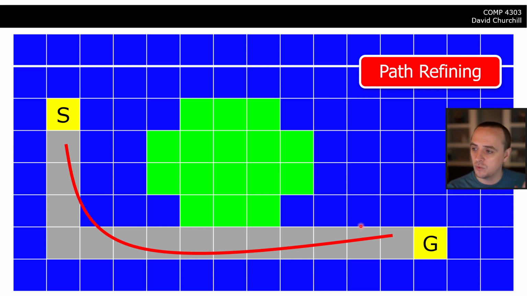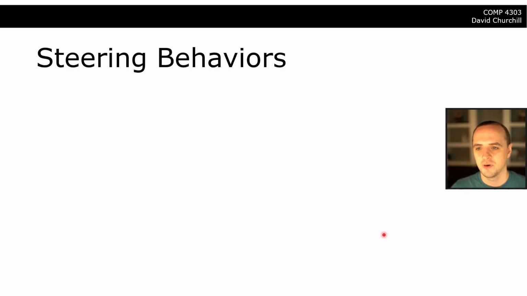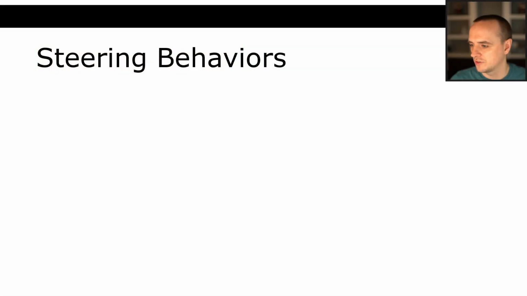So what we did was we chose a grid representation. We ran a grid-based pathfinding algorithm. But now that we have a path, we're going to refine the path. This is path refining to smooth out the behavior, to get a more realistic path from a start to a goal. How do we smooth out that behavior? Well, if you took Computer Science 4300, maybe you know what I'm talking about, but this is a steering behavior, okay? So let's go and talk about steering behaviors.